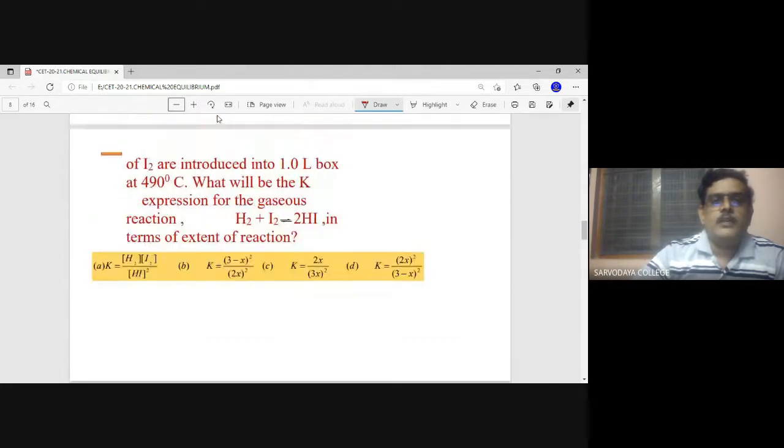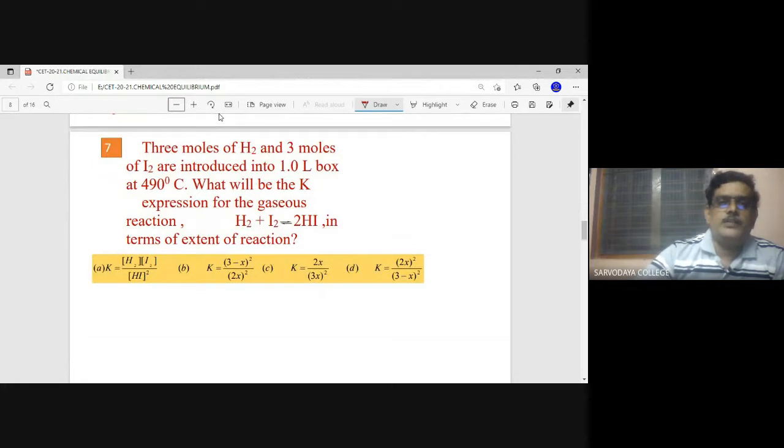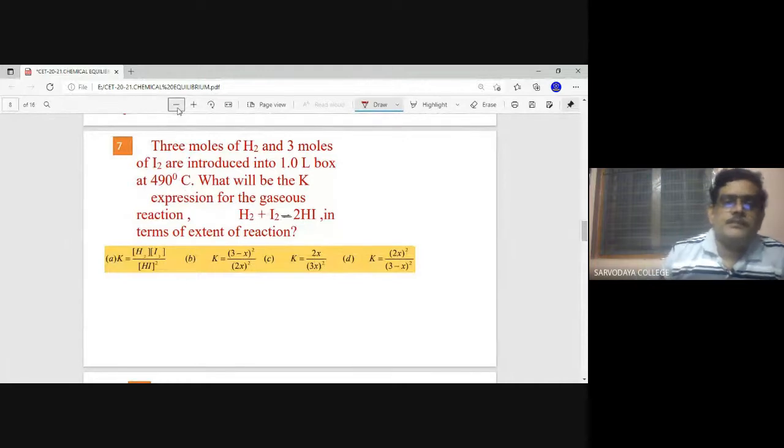3 moles of H2 and 3 moles of I2 are introduced in a 1 liter vessel. The concentration will once again be moles over volume, 1 liter. At 490 degrees centigrade, what will be the expression for K?